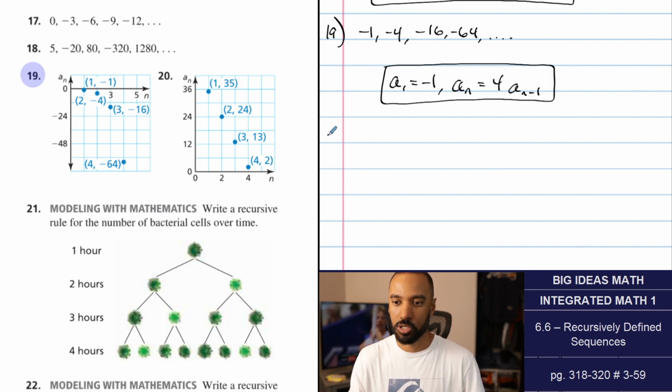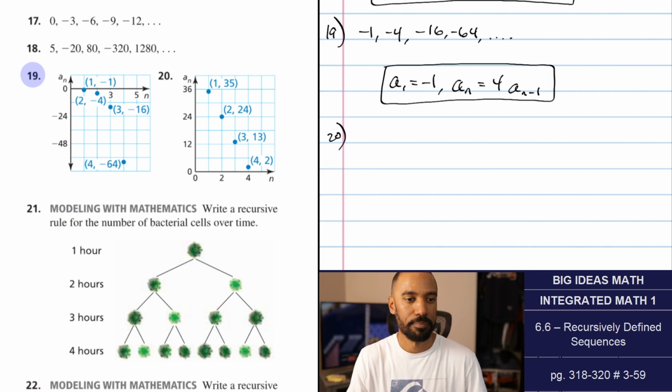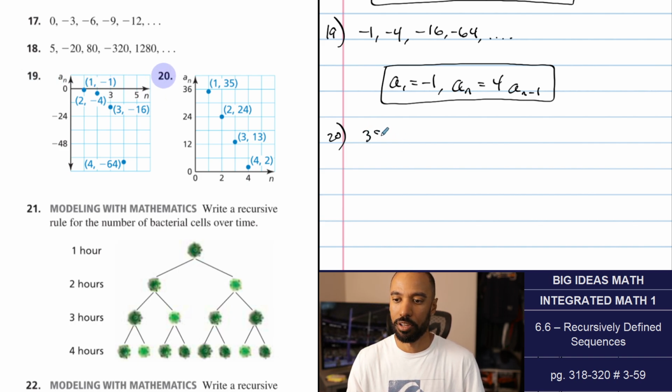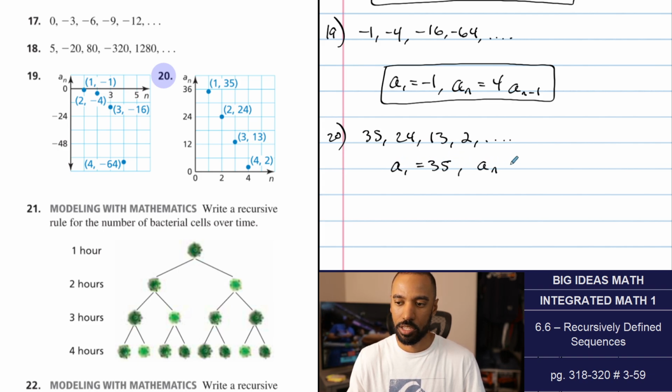And then number 20 appears linear, which means arithmetic. And this one has a first term of 35. And it looks like we're subtracting 11 each time. So 35, 24, 13, and 2. And then it goes to negative land because, hey, we're subtracting 11 starting from 35. So a sub n is a sub n minus 1 minus 11.